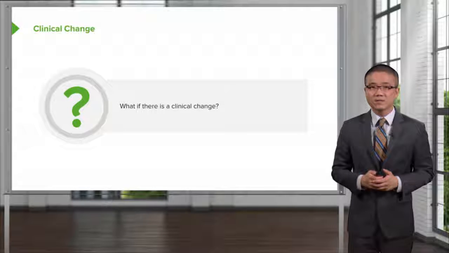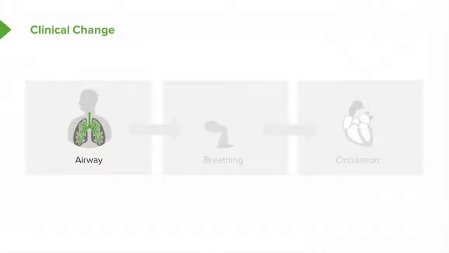At any point during the survey? I'll give you a few seconds to think about this. If there's a clinical change during your initial assessment, it's always prudent to go back to the beginning of your ABCs. Start with airway again. Make sure that the patient's conduit has not been obstructed.